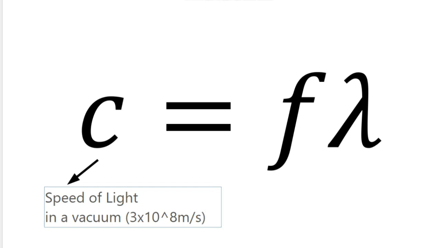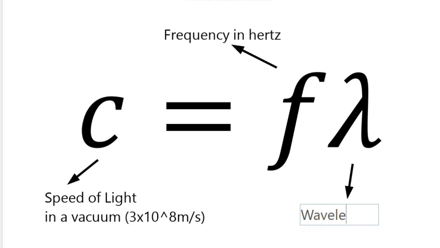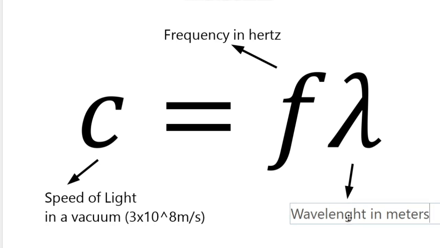So this is around 300,000. And now we also have f. f stands for frequency in hertz. Hertz is basically 1 over seconds, and we just flip it over to the numerator. That's why we have hertz. And we also have wavelength, which is going to be in meters. It's lambda in the Greek alphabet.